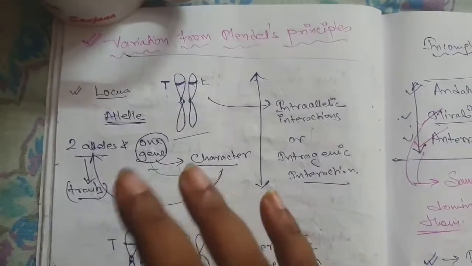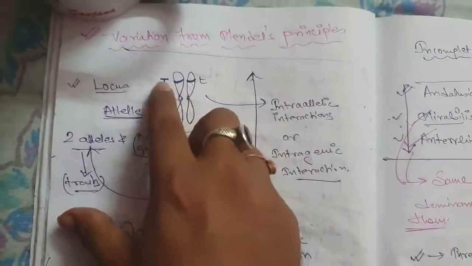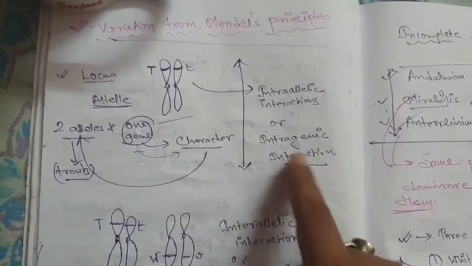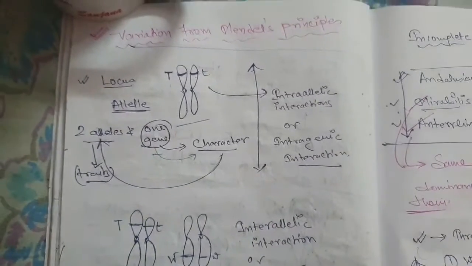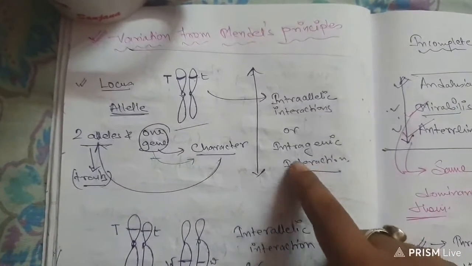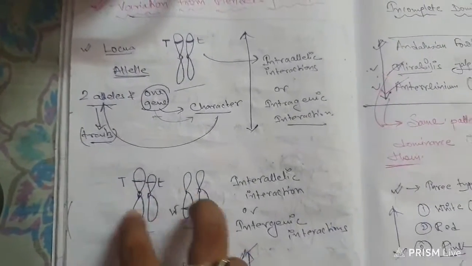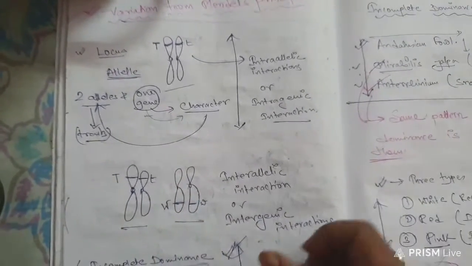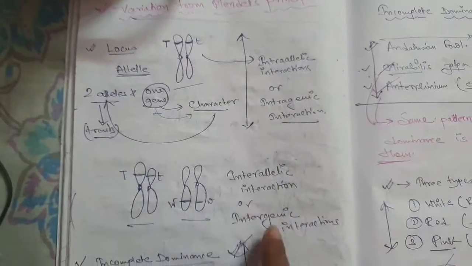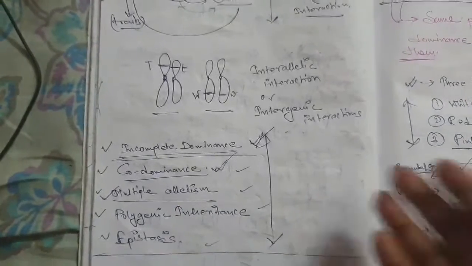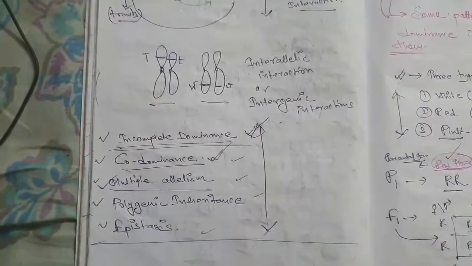Now you see, for understanding the variations, you should understand there is intra-allelic interaction, that is, if two alleles interact with each other, it is known as intragenic interaction. Or it is intergenic interaction, in which two different alleles lying in two different loci of two different sets of chromosomes will interact with each other. That is known as intergenic or interallelic interaction. Now, the variations are incomplete dominance, codominance, multiple allelism, polygenic inheritance and epistasis.